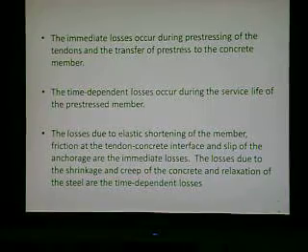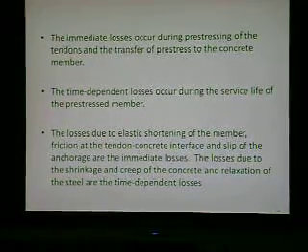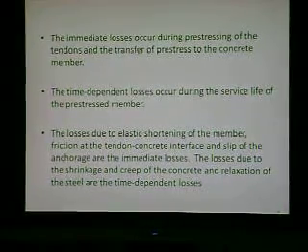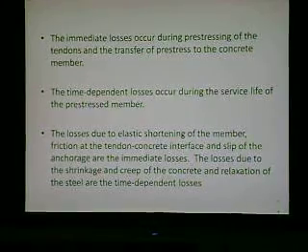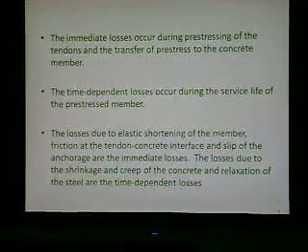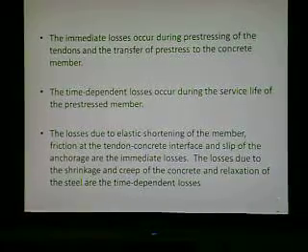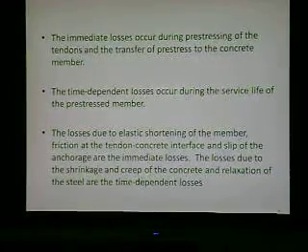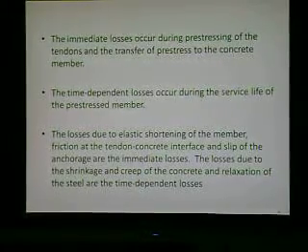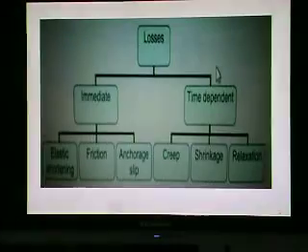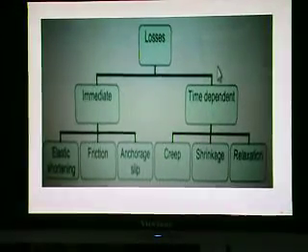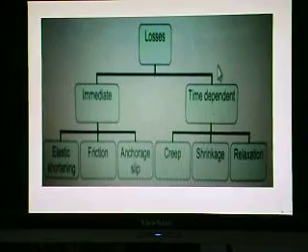The losses due to elastic shortening of the member, friction at the tendon concrete interface and slip of the anchorage are the immediate losses. The losses due to the shrinkage and creep of the concrete and relaxation of the steel are the time-dependent losses. Figure represents the classification of losses.